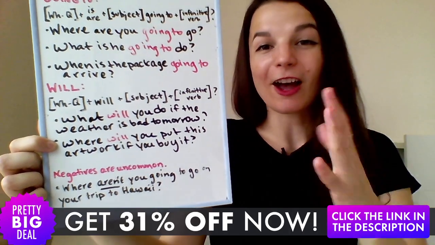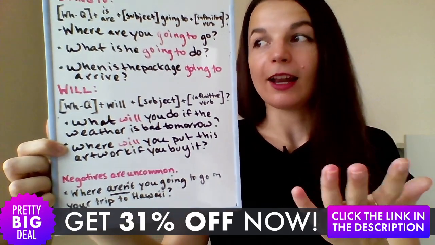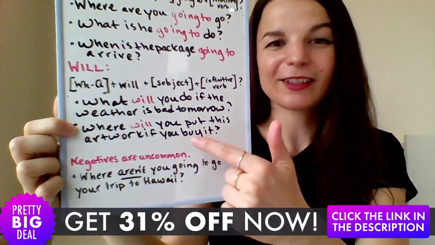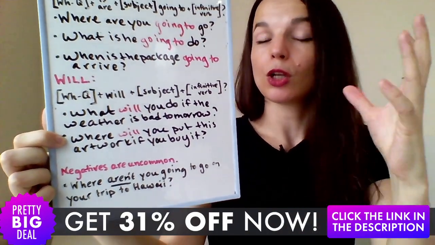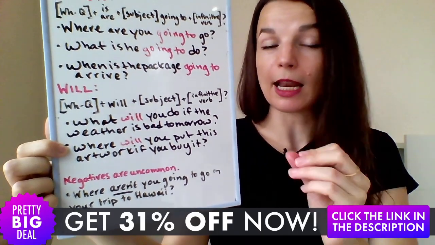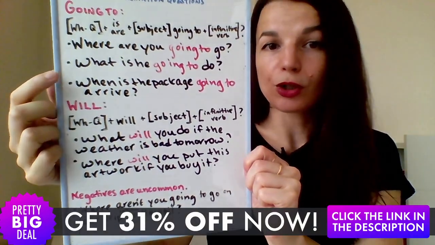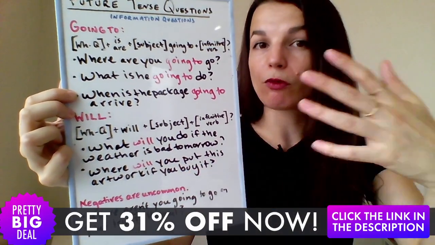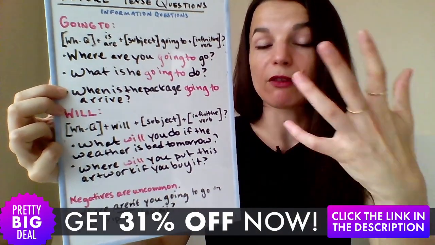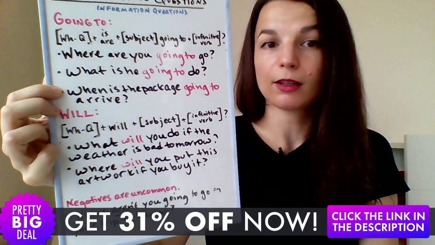Same thing here. I'm shopping, I find some cool art, and I think, I want to buy it. Someone says, where will you put this artwork if you buy it? So, meaning decide now or explain now. Going to is for things we expect were decided before the conversation. They're already very sure things, yeah?